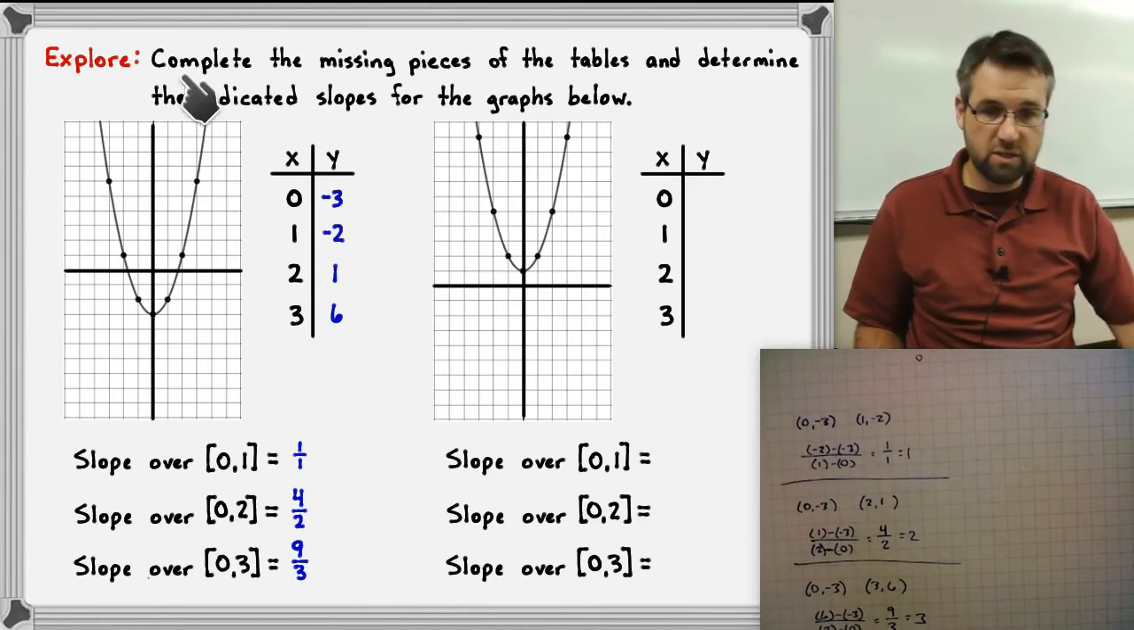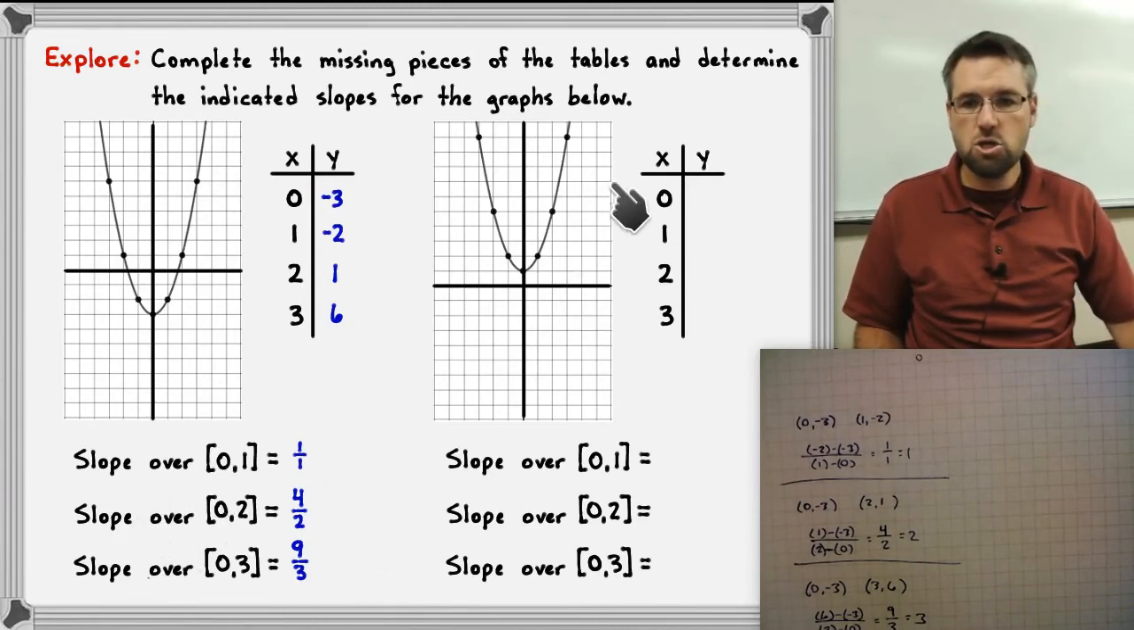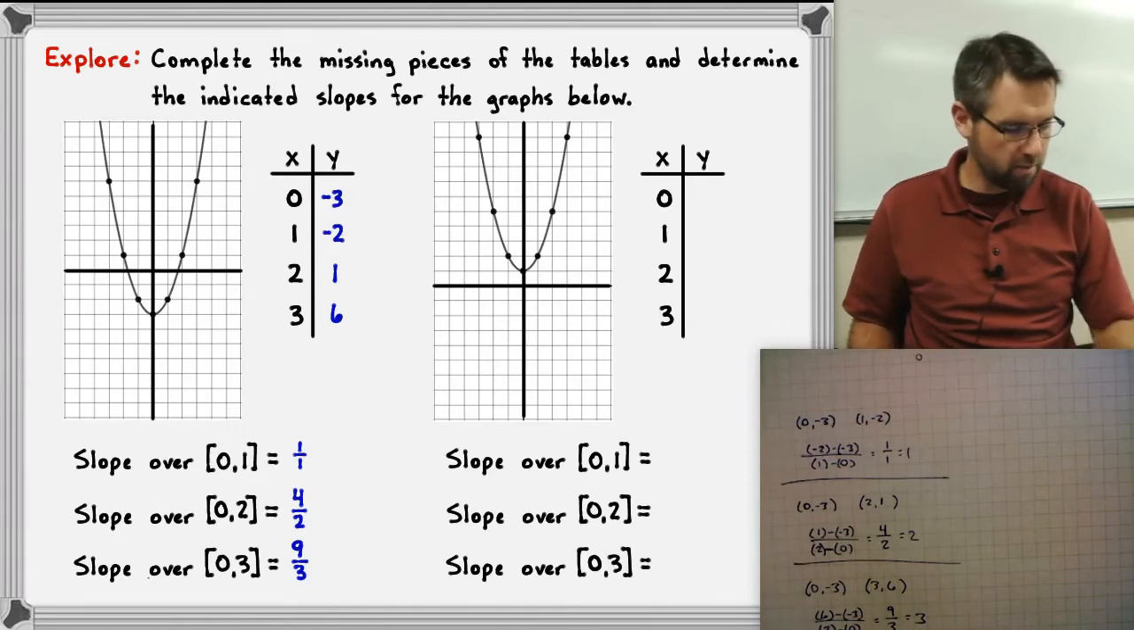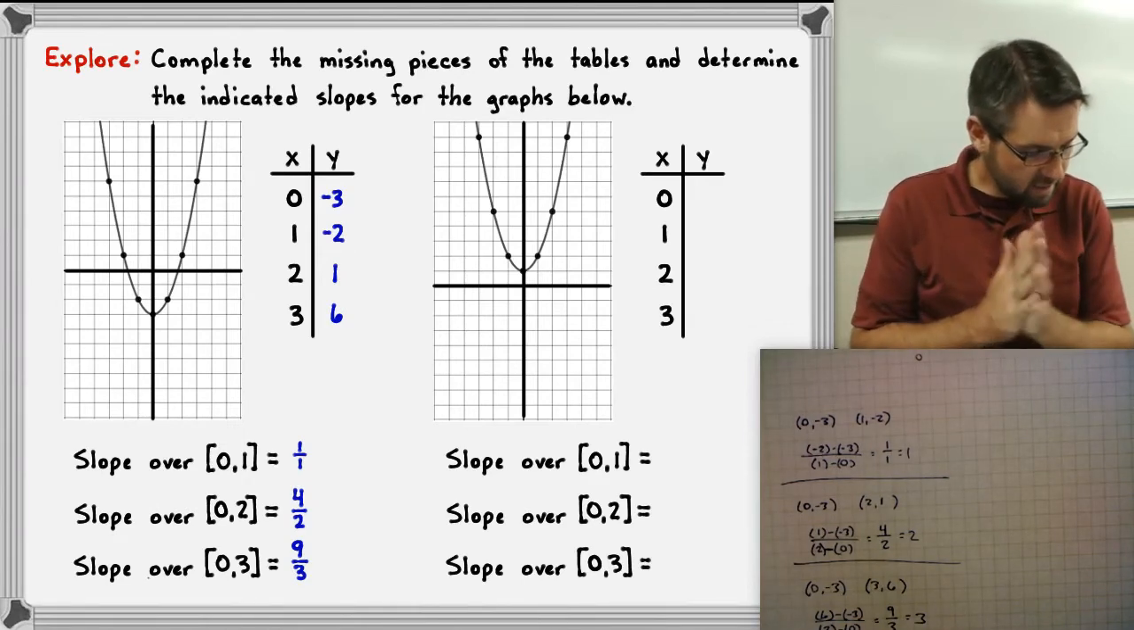I filled out this first table and these first slopes. You guys go ahead and fill out this table here, and determine these slopes. And the goal is to figure out if we can see a relationship. So pause the video and see what you come up with. All right, with that said, let's see what you came up with.